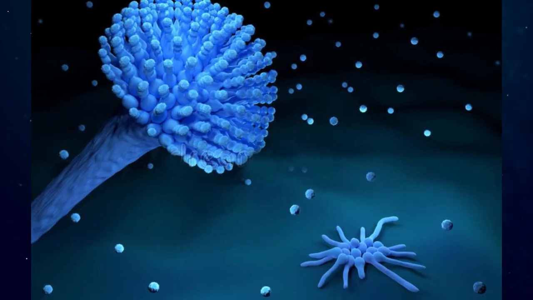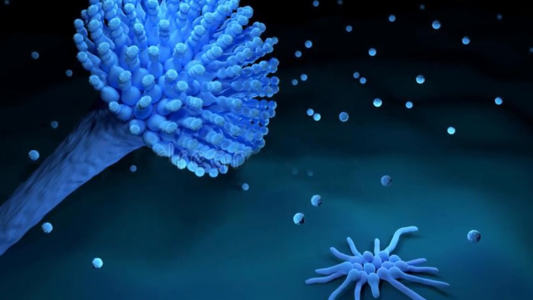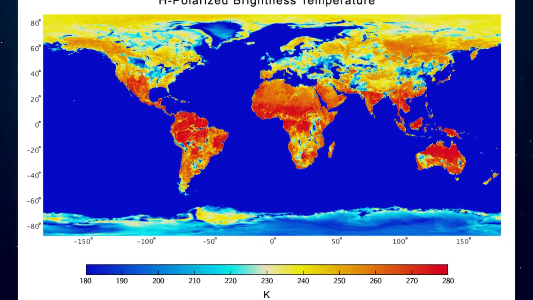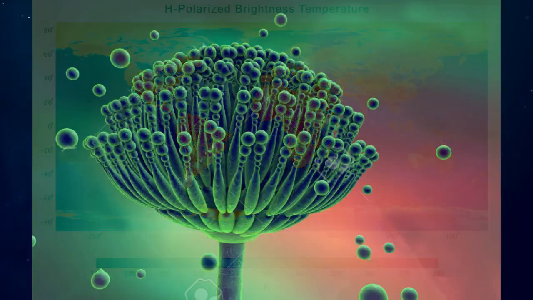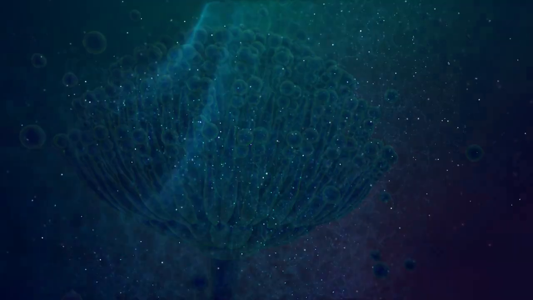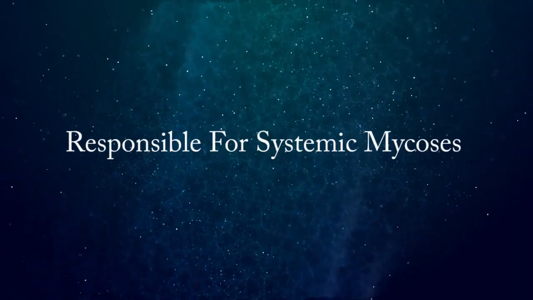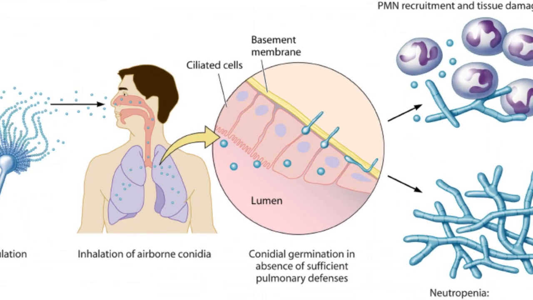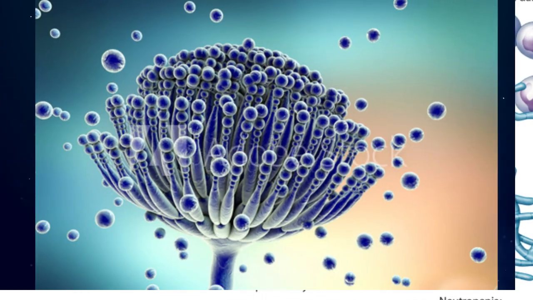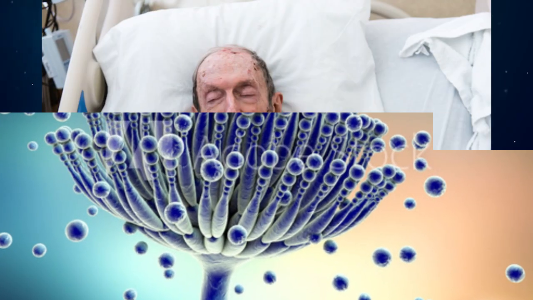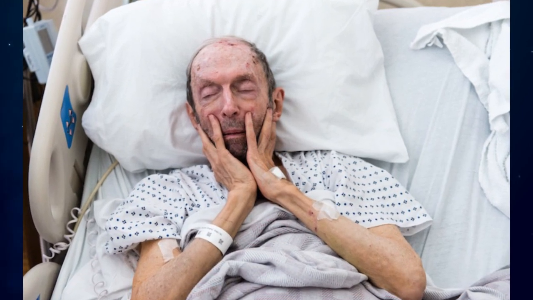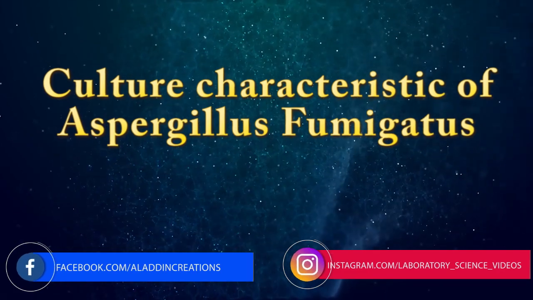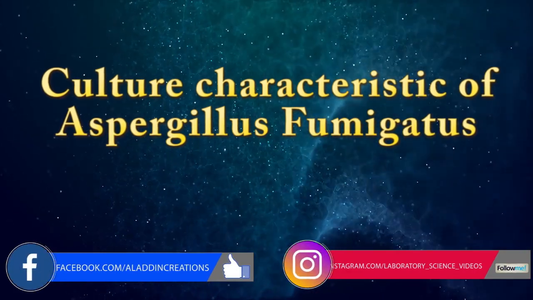Aspergillus fumigatus is a very common, ubiquitous species. It grows well over a relatively wide temperature range. It is a human and animal pathogen, responsible for systemic mycoses, usually resulting from invasion of the lung or respiratory tract. It is one of the most common Aspergillus species to cause disease in individuals with an immunodeficiency. Anyway, in this video, we are going to study the culture characteristics of Aspergillus fumigatus.